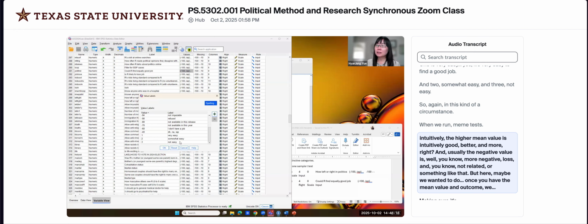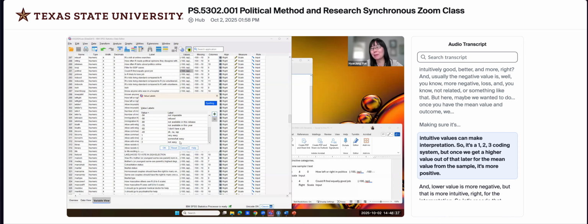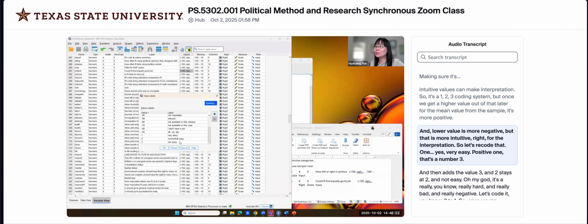And usually the negative value is, well, more negative, loss, and not related or something like that. But here, once you have the mean value and outcome, we want to make sure it's intuitive, so values can make interpretation easier. It's a 1, 2, 3 coding system. But once we get a higher mean value from the sample, it's more positive, and a lower value is more negative, and that is more intuitive for the interpretation.